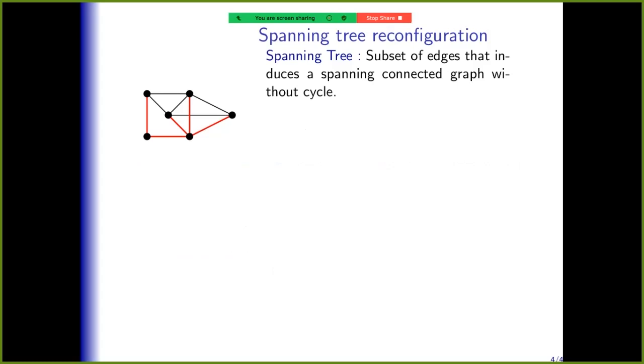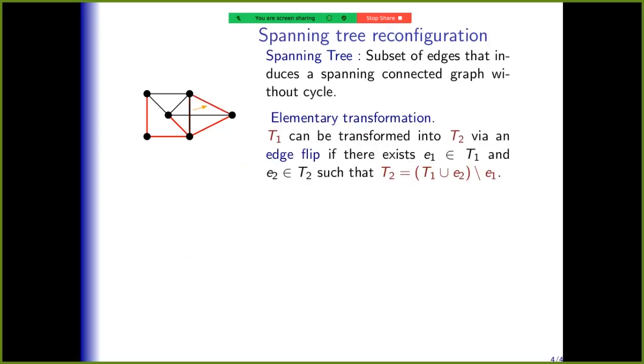So what is a spanning tree? A spanning tree is just a subset of edges that induces a spanning subgraph without cycle. And what is the elementary transformation we are looking at? It's an edge flip. What is an edge flip? We have the right to remove an edge, for instance, here the vertical edge, and move it anywhere else in the graph to another edge.